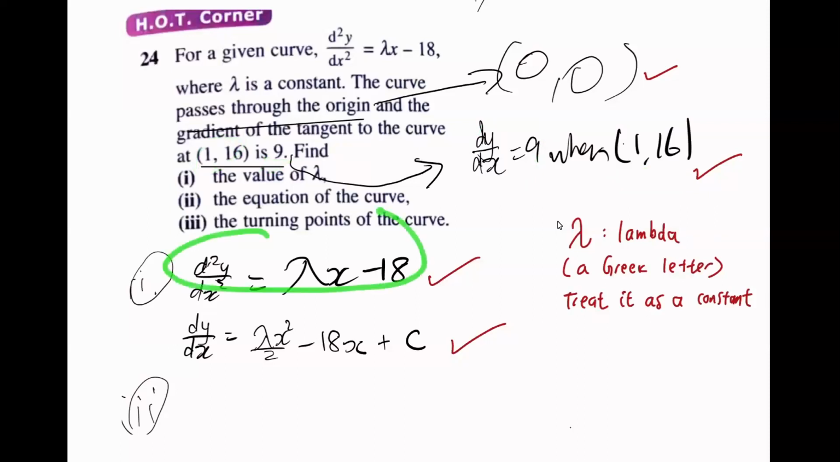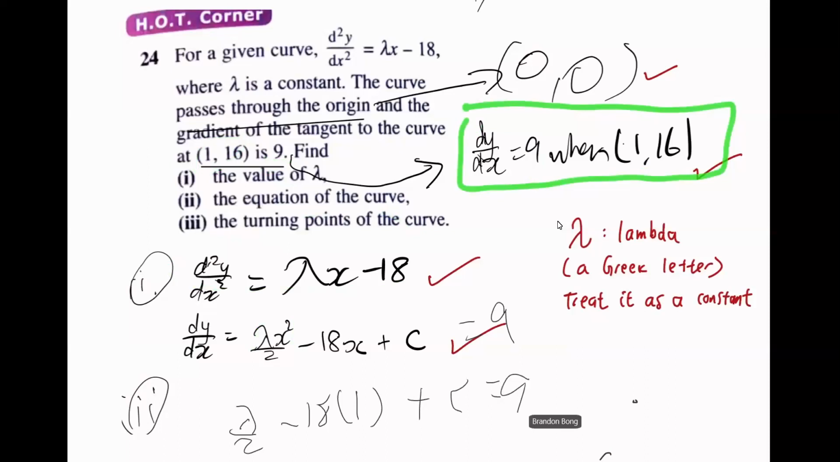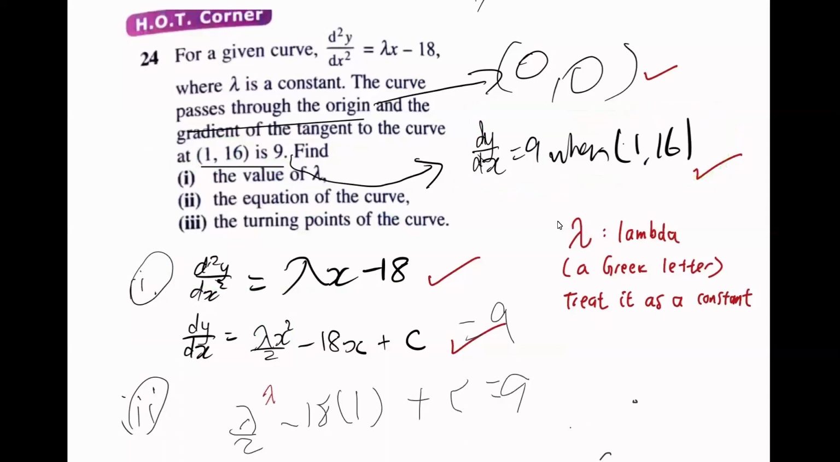So you wrote down the second derivative, you integrate this, you get lambda x squared over 2, correct? 18 becomes 18x, and then you have a plus c. Good. What else? You have dy/dx equal to 9 when it passes through (1,16). So it's equal to 9, x equal to 1. Wait, does that make sense? Yeah, correct. You just have to substitute the x with 1, then find c.